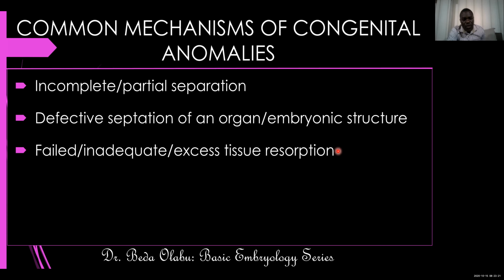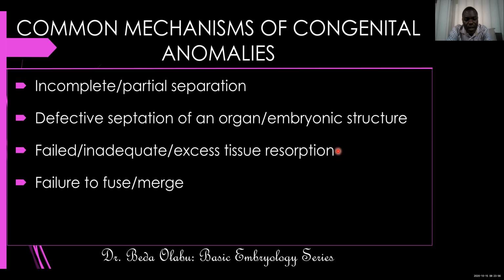There are scenarios where you can have failed or inadequate or excess tissue resorption. There are some tissues that need to be resorbed during development. And a good example would be the development of the tongue. The tongue at some point is just held down to the floor of the mouth. Some resorption occurs that frees the tongue. If that doesn't happen, then your tongue will be held down to the floor of the mouth, and that's what we call tongue tie.